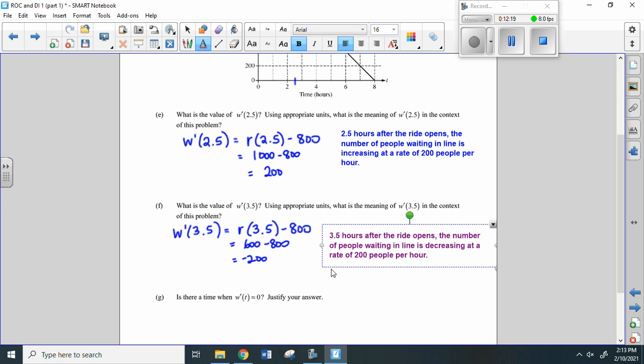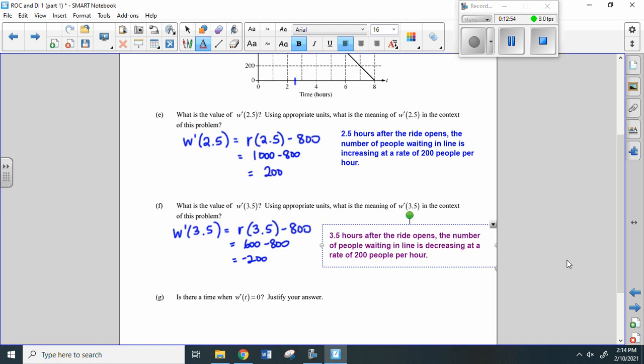And justify your answer. Okay, well, you'd have to say yes for a couple of reasons. If W prime is based off of R of t minus 800, and R of t is continuous, which we can see in the picture, then W prime of t would have to also be continuous. So we know based on the intermediate value theorem, because 0 falls between 200 and negative 200, it would in fact have to equal 0.